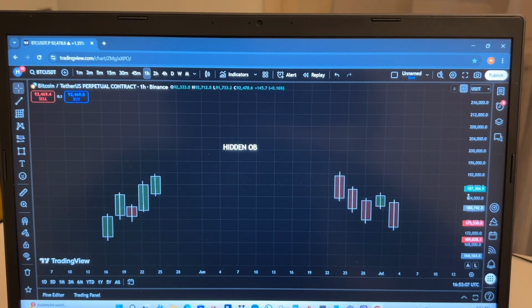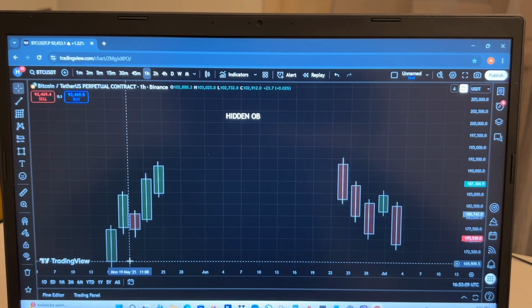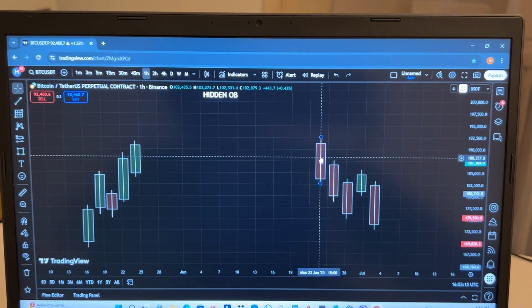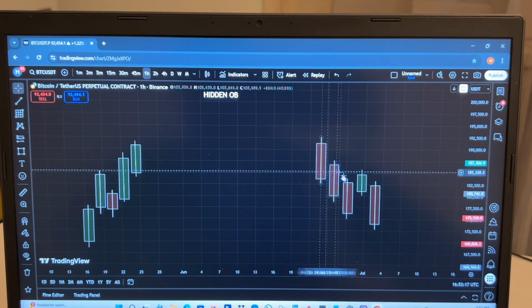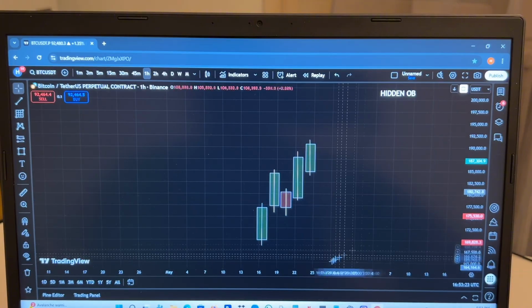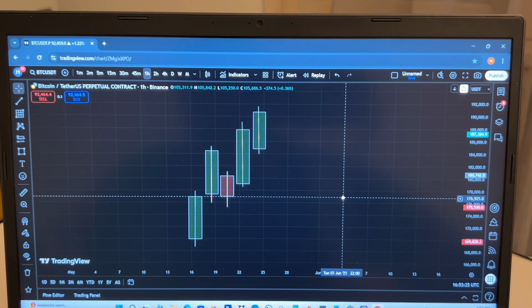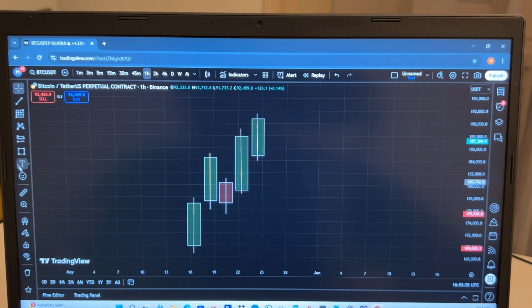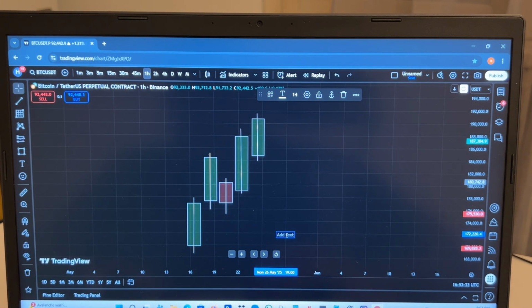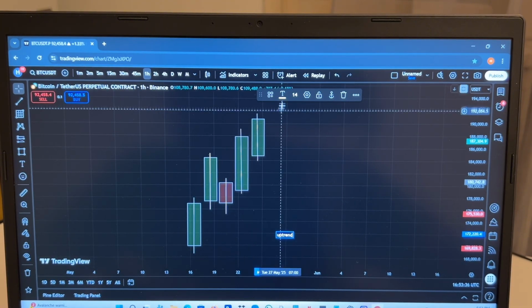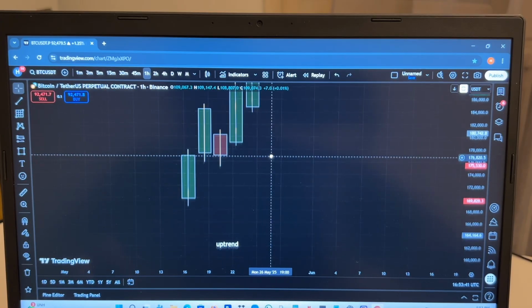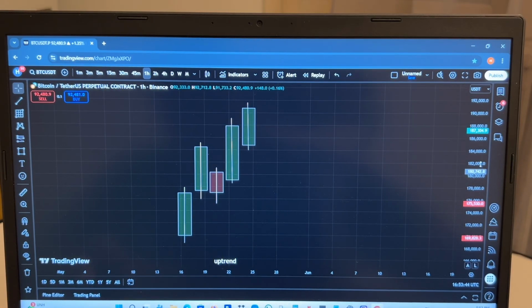So right now, as you guys can see, there are a set of consecutive green candles in an uptrend, and there's a set of consecutive red candles, but within those we can see two different types of candles. So let's talk about the uptrend scenario first. In an uptrend, for a hidden OB to happen, that hidden OB should be a red candle. In an uptrend, the hidden OB always should be a bearish candle.